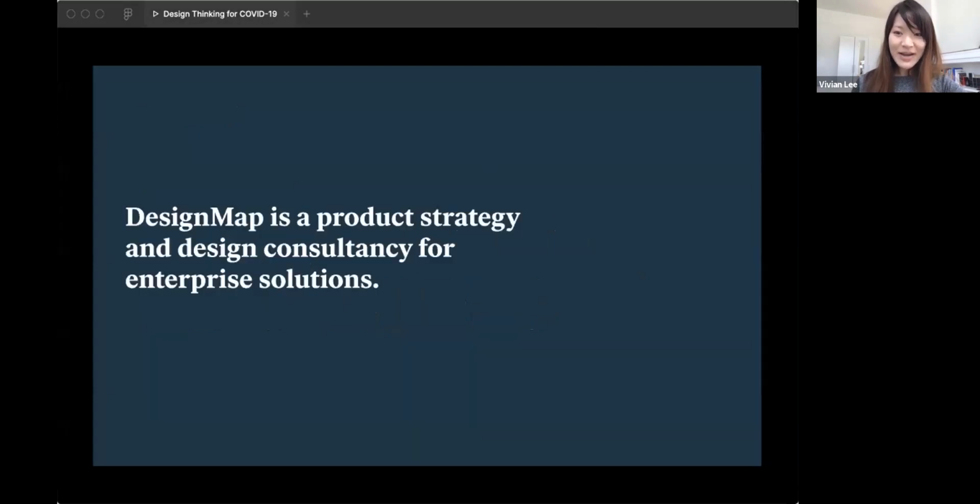So we're from DesignMap, which is a small design agency based in San Francisco. And at DesignMap, we design digital products and user experiences and specialize in enterprise software. Sarah and I are usually allocated to different projects, but in the wake of COVID, we had some time freed up and we started applying our design skills to this topic, and that's how this report came about.